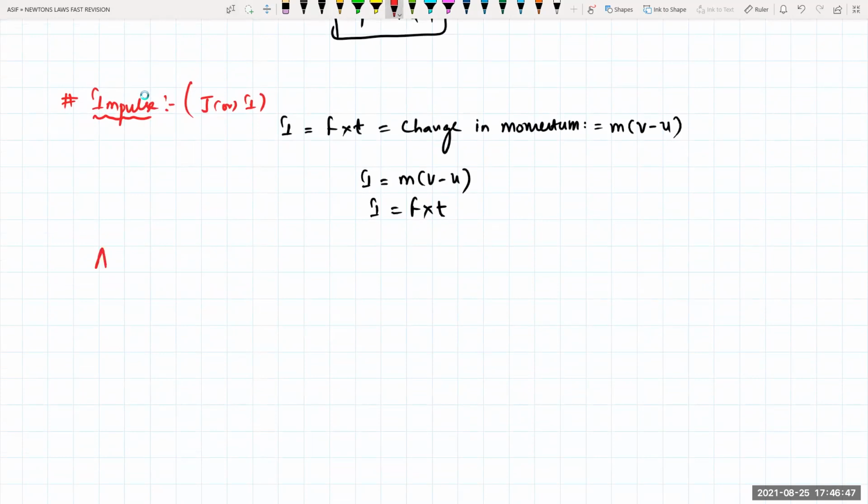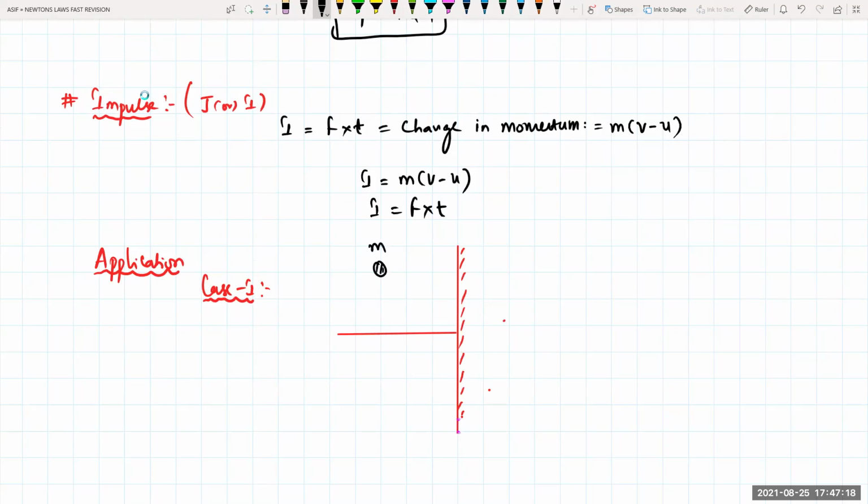Let me take some applications of this. Case number 1, oblique collisions. Let's say for example, this is your vertical wall, and this one is your normal. From here we have a ball of mass, say m, coming and hitting somewhere here, like this. Again from here it is getting reflected something like this.